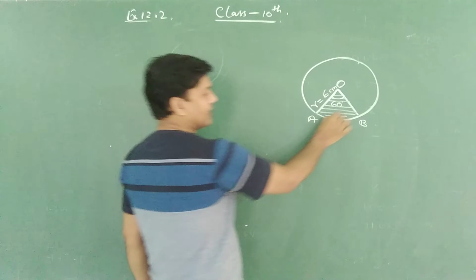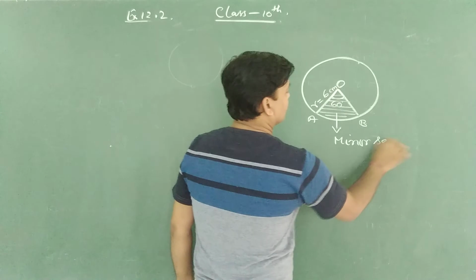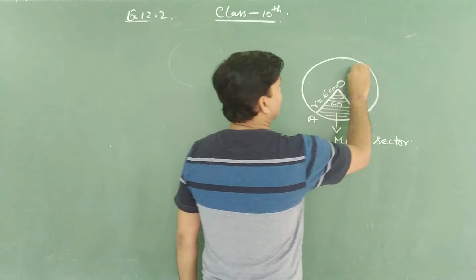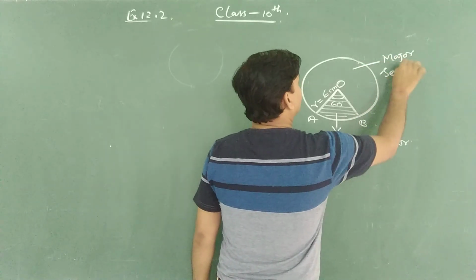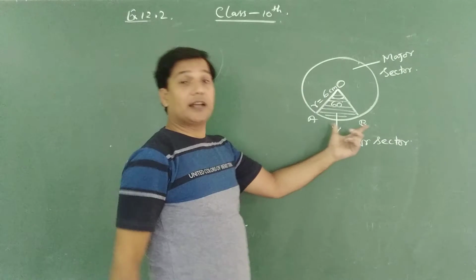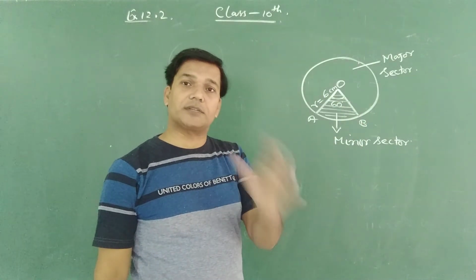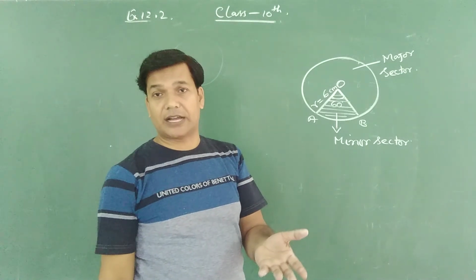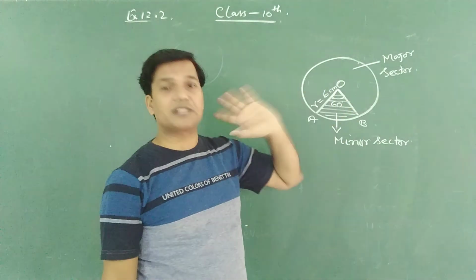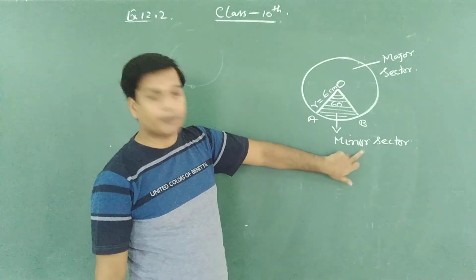Which type of area is this? Minor sector. This one is major, जिसको हमें पता नहीं लगाना अभी. ये छोटा है, less than 180 एंगल बनेगा, that always generates minor sector. And if greater than 180 एंगल बनता है, always known as major sector. So first we are talking here about the minor sector.